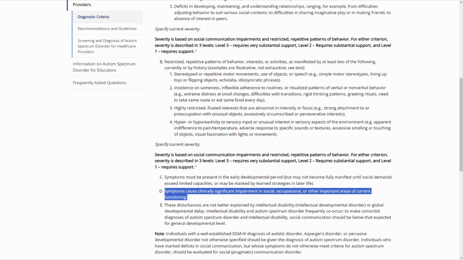Now, section D follows with symptoms cause clinically significant impairment in social, occupational, or other important areas of current functioning. This one is a bummer. A lot of autistic children go undiagnosed if they perform well academically, or if, for example, the class teacher is okay with their quirky behavior. This was the case with me and my primary school teacher.